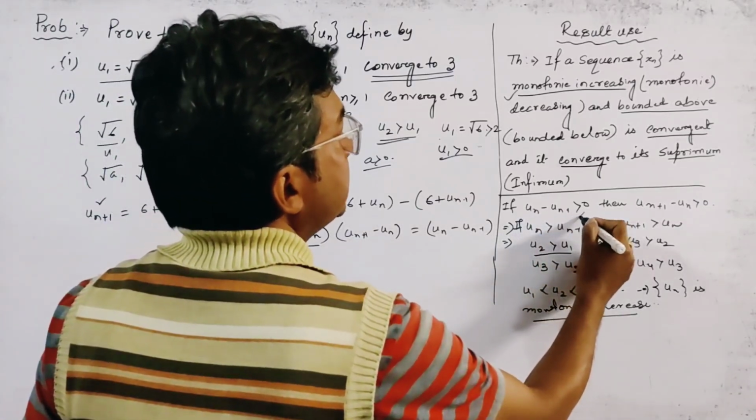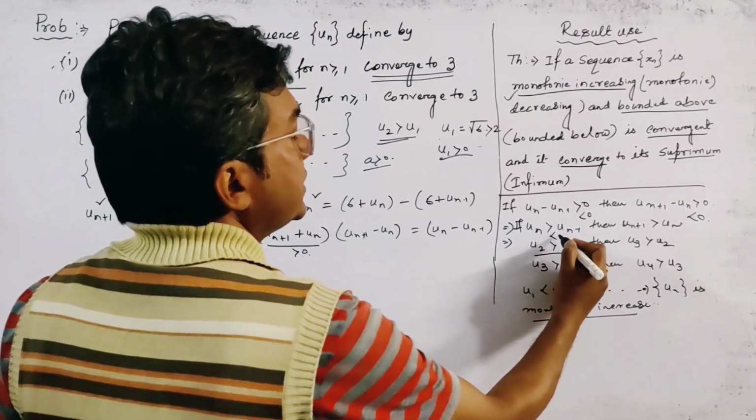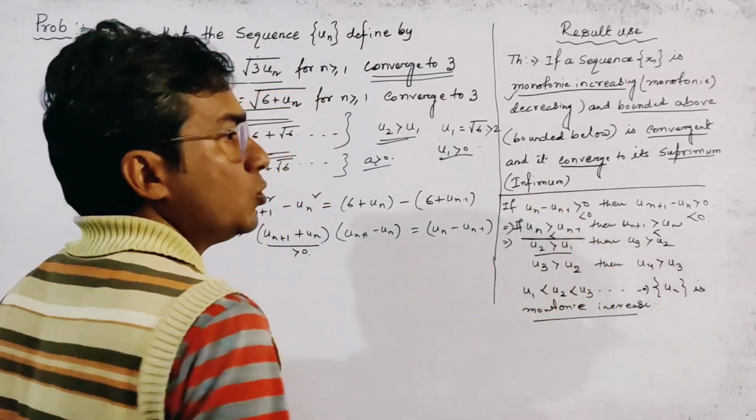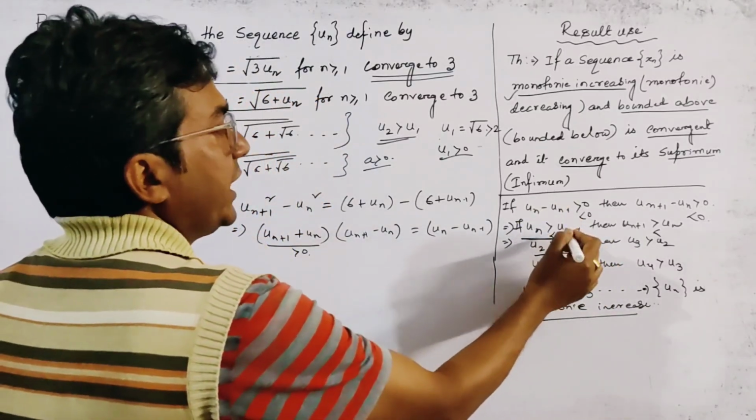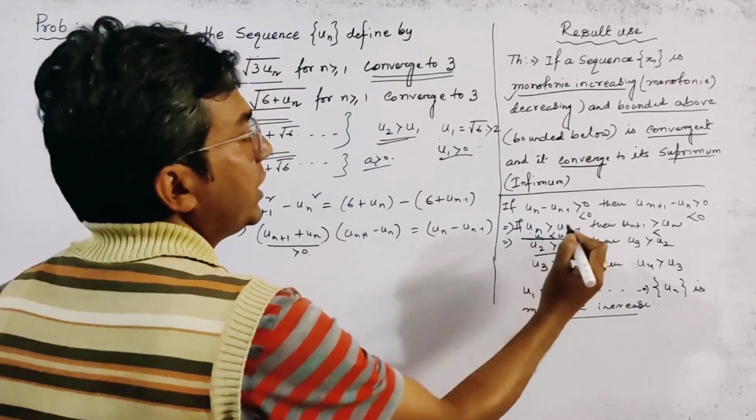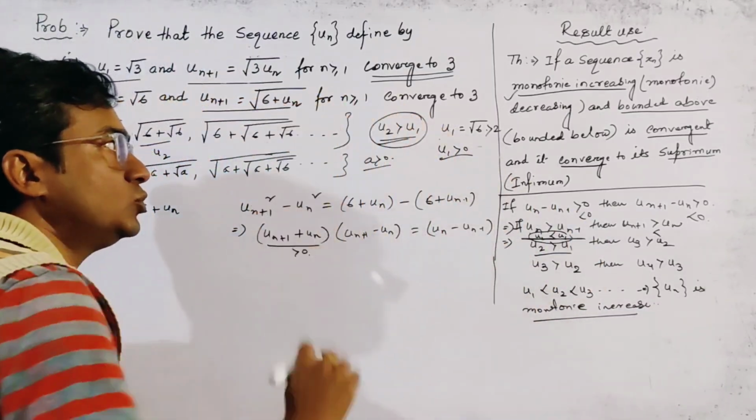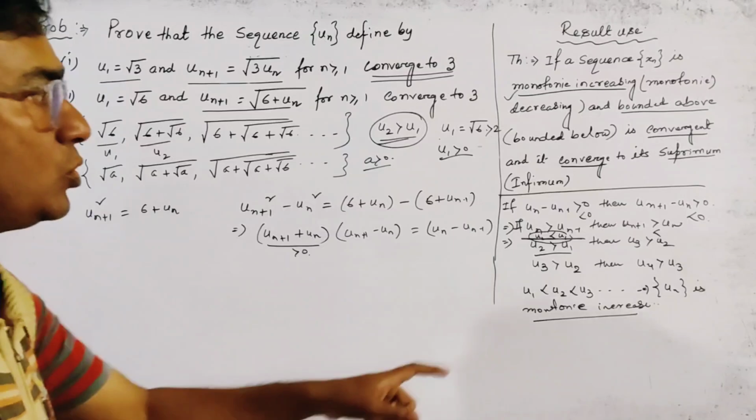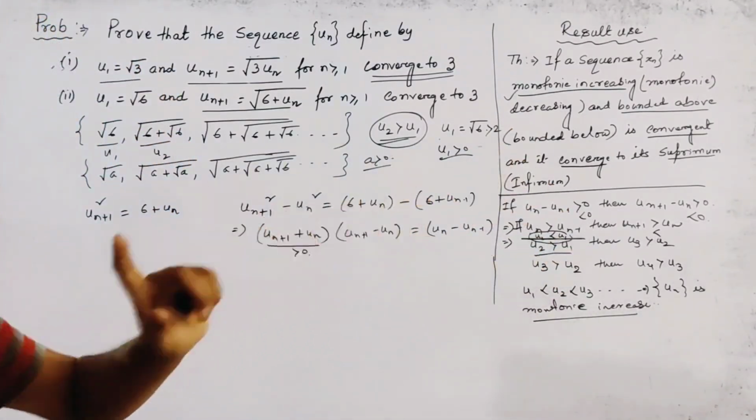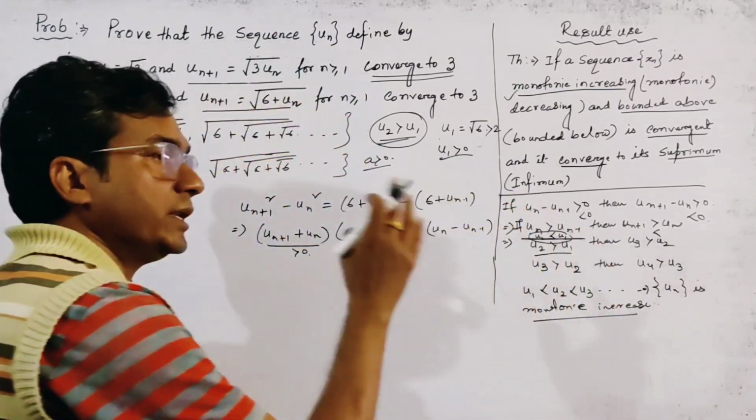If it is not, that is, if it is less than 0, then it is also less than 0. But we get from here this is less than 0. If we put n equal to 1, then n equal to 2, we get u2 less than u1. But this is not correct because we already have u2 greater than u1. So the second case is not possible for this sequence, and we get only that the sequence un is monotonic increasing.